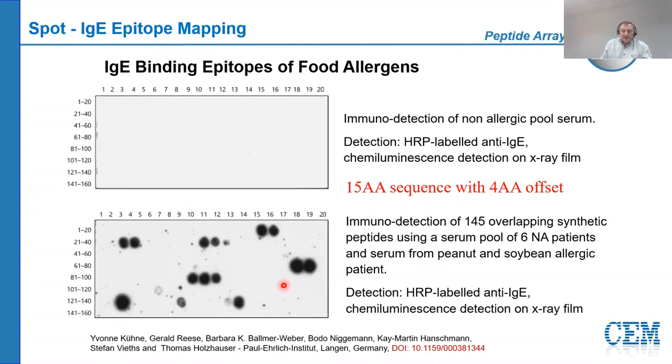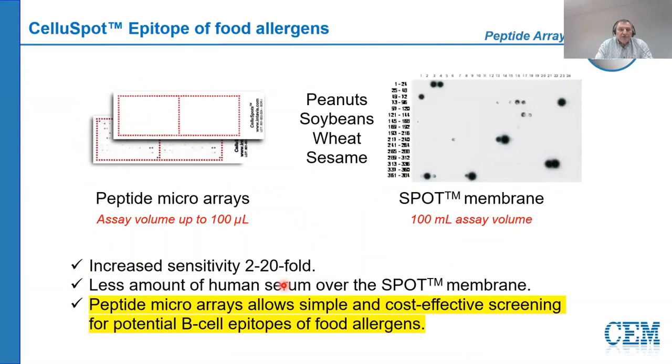The next step for this group was to move from the membrane, where you need a large volume for the assay, back to the peptide microarrays, where you can live with volumes lower than 100 microliters. And this shows clearly that peptide microarrays are a simple and cost-effective screening tool for potential B-cell epitopes of food allergens.